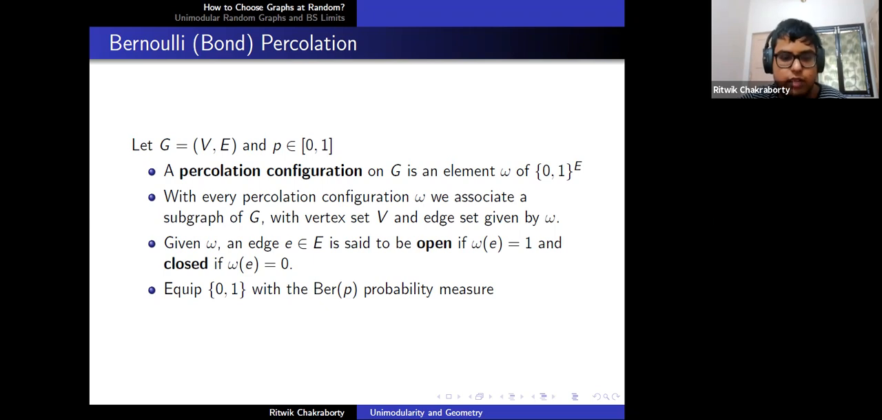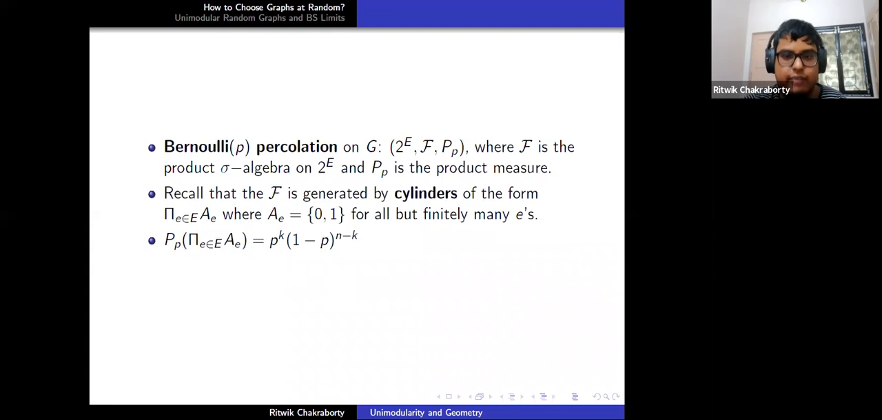Now I equip {0,1} with the Bernoulli p probability measure. That means that the probability that you take the value 1 is going to be equal to p, and the probability that you take the value 0 is going to be 1 minus p. So having done that, Bernoulli p percolation on this graph G is essentially this measure space over here. I hope you can see my cursor. So what is the set on which I'm laying down my measure? It's basically the set of all percolation configurations. Note that these are essentially going to be subgraphs of my graph G.